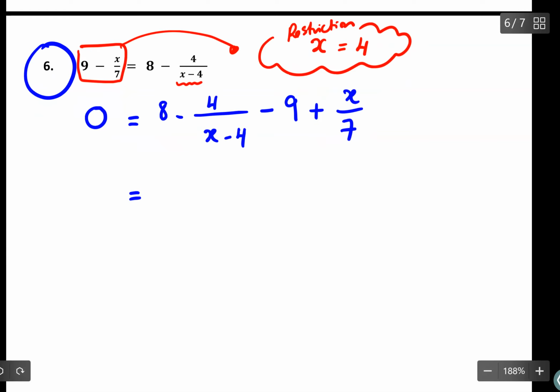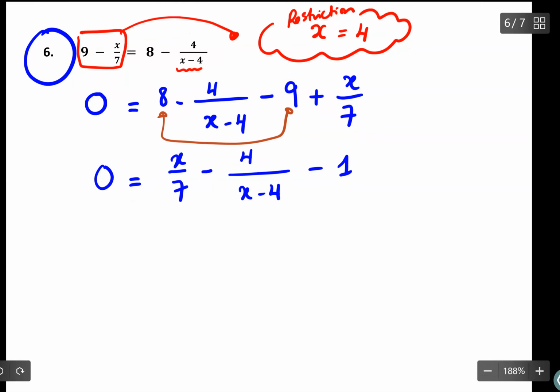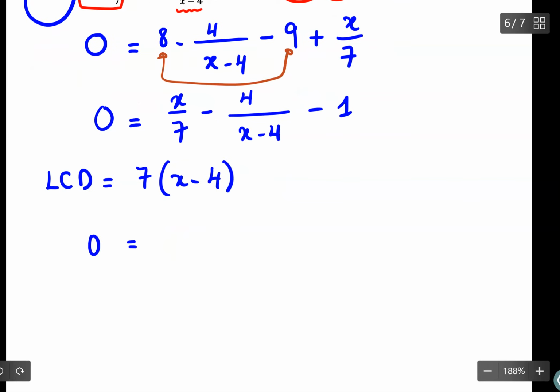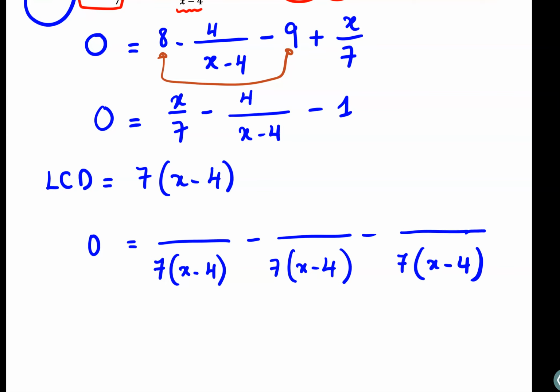At this point, I'm going to write x over 7 here as a plus, then minus 4 over x minus 4, and then minus 9, so I should have plus 1 in this case. This is still equal to 0. So let's work with the lowest common denominator in this case. I will have 7 times x minus 4. Here's 0. I have 3 fractions to work with. I want to achieve the same denominator for each of these fractions, so I perform the step called equivalent fractions.